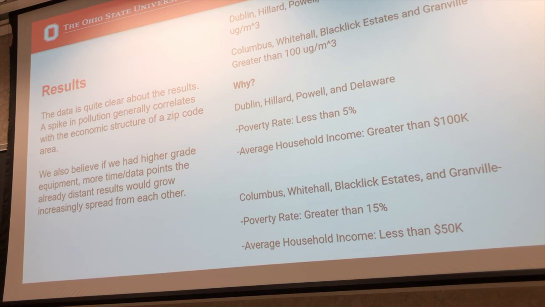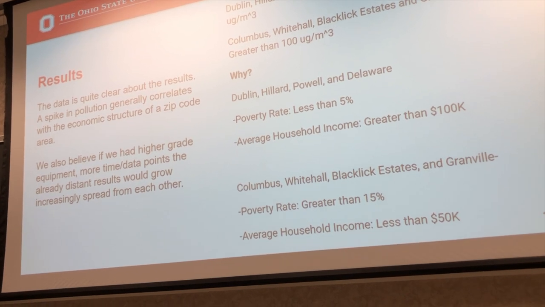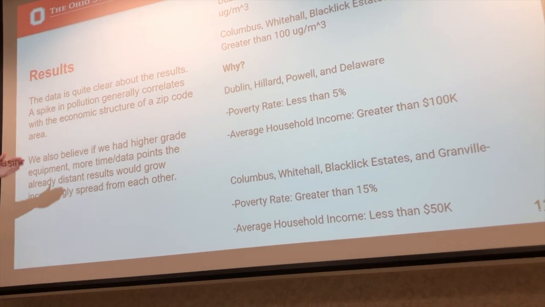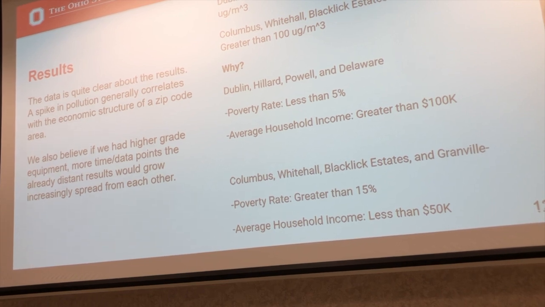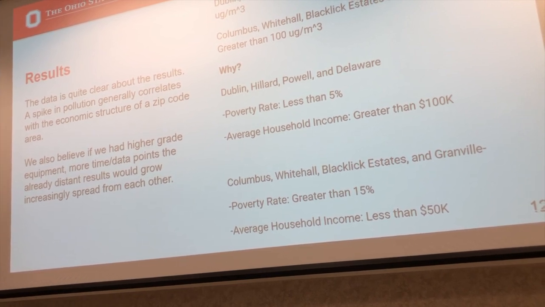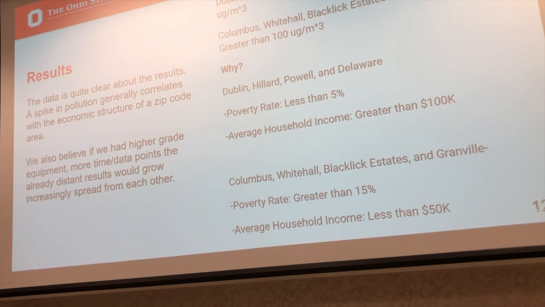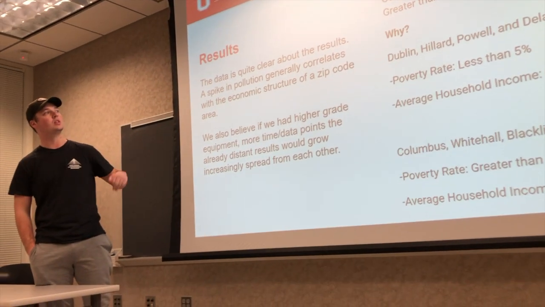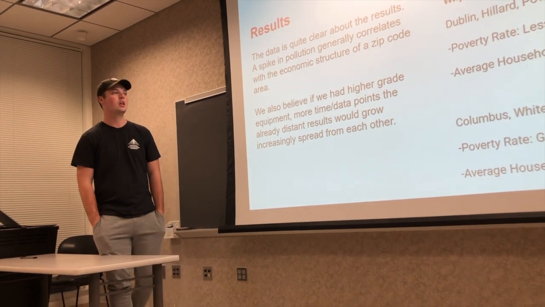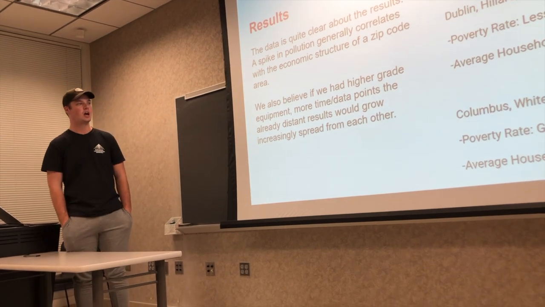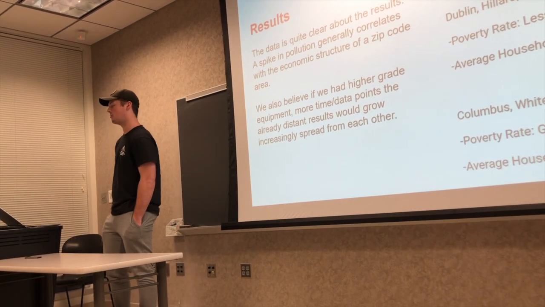Why? You simply need to look at the poverty rate and the average household income. For these ones, you can see it is less than 5% for the poverty rate. The income all averaged over 100,000, versus the other ones with much higher pollution. This would be greater than 15% poverty and less than 50K per average household.